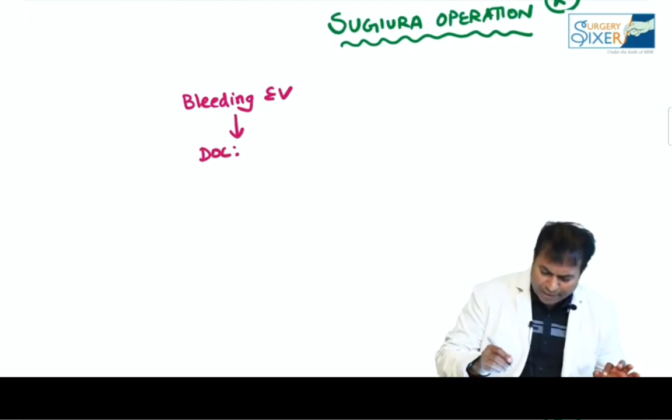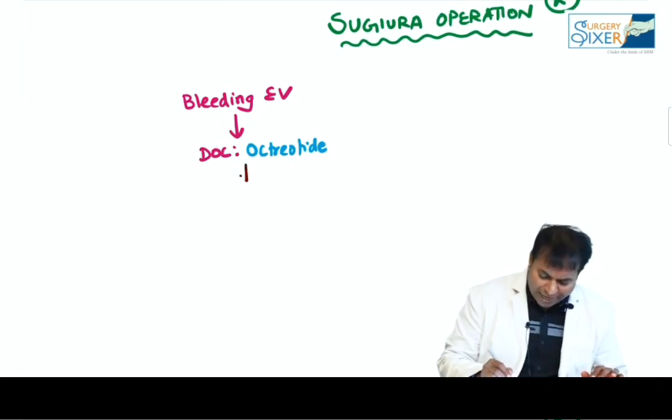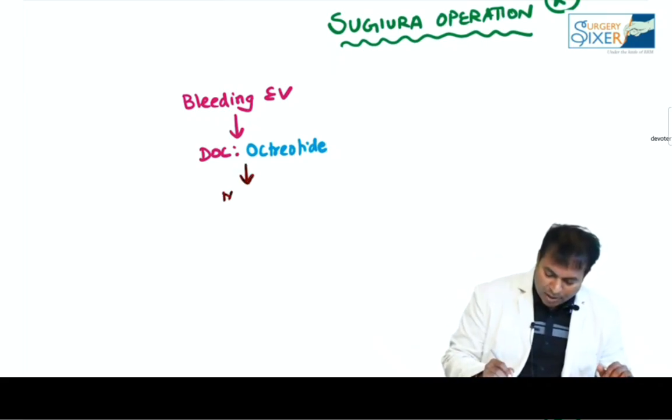Drug of choice, what you gave? Can you tell me what is the drug of choice? We gave octreotide. We can also give terlipressin or vasopressin. If the drug of choice has failed and there is still bleeding, then we put a Sengstaken, modified Sengstaken-Blakemore tube.